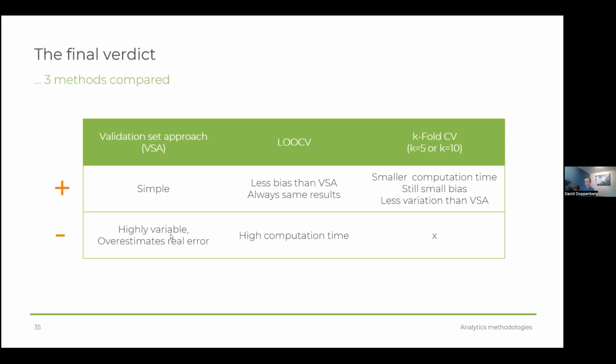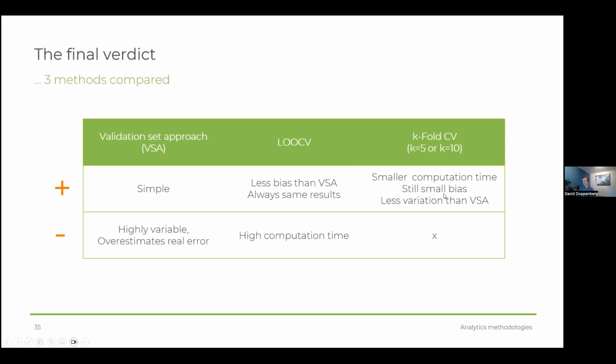The benefit of leave-one-out cross validation is that it always gives you the same result. It doesn't really matter how you picked your test sets, so it's very nice. The downside, as I already mentioned, is that it has very high computation time because you need to do it for every data point. So it's very costly, and that's why k-fold cross validation is the best of both, because it has smaller computation time than leave-one-out cross validation.